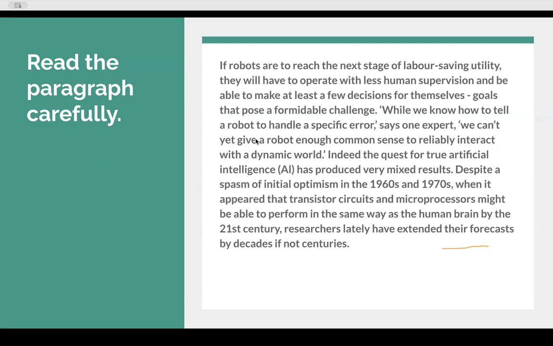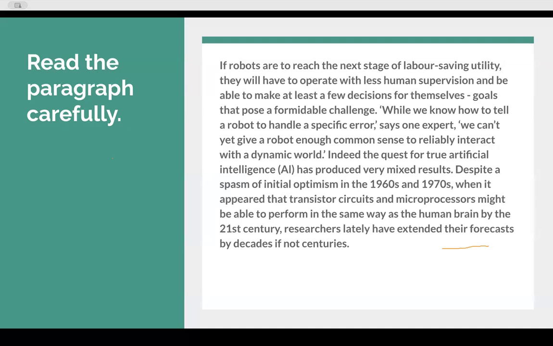So, what we're talking about here is, if robots are to reach the next level of labor-saving utility, that means if we want them to become even better, like if we can replace them with a human helper, they will have to operate with less human supervision. They should be able to make decisions and not require a person to supervise them and help them with making decisions. That is quite a good challenge for scientists, to make robots that efficient.